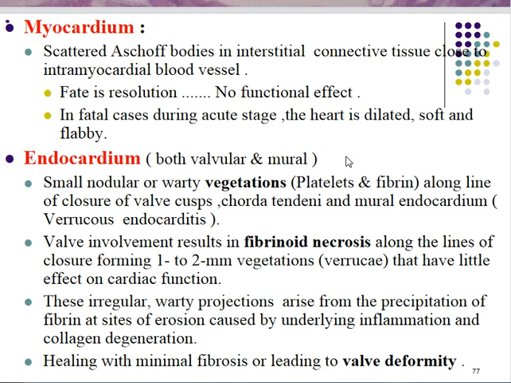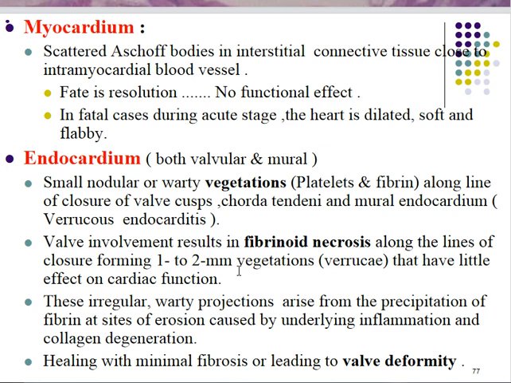And this vegetation, with a warty appearance, is composed of platelets and fibrin along the line of closure of the valve cusp, chordae tendineae, and the mural endocardium, giving the appearance of verrucous endocarditis. That is to say, because of the verrucous appearance of the vegetation present at the site of closure of the valve. The valve involvement results in fibrinoid necrosis along the line of closure, forming about 1 to 2 millimeter vegetation that has little effect on cardiac function, with no functional effect.